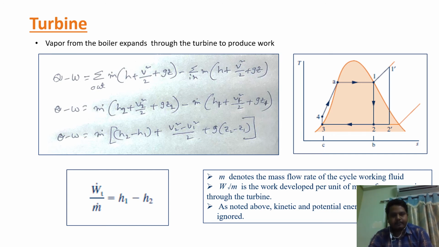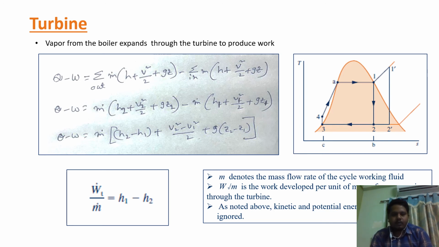First, the turbine. So what is happening in the turbine? In the turbine, the steam expands, so there is an isentropic expansion. Here on the TS diagram, 1 to 2 is the isentropic expansion. That's why on the TS diagram 1 to 2 is a straight vertical line.